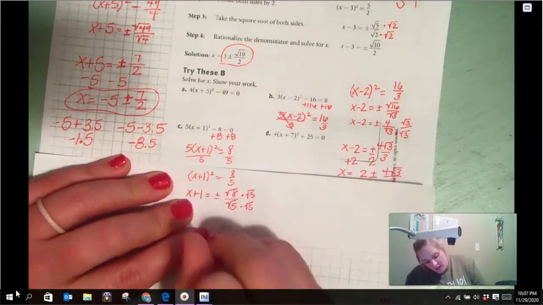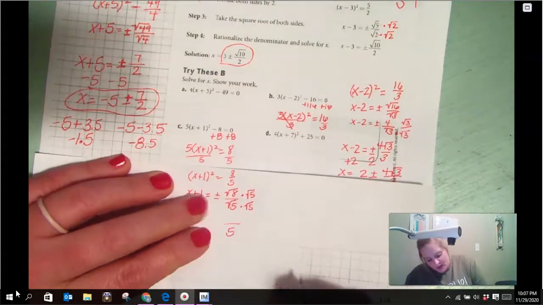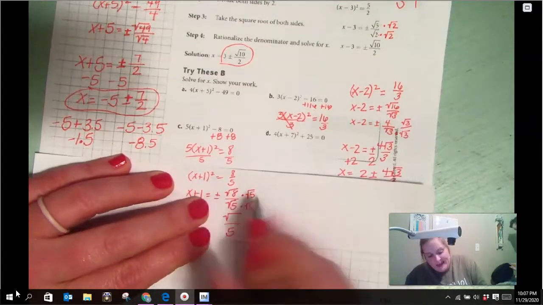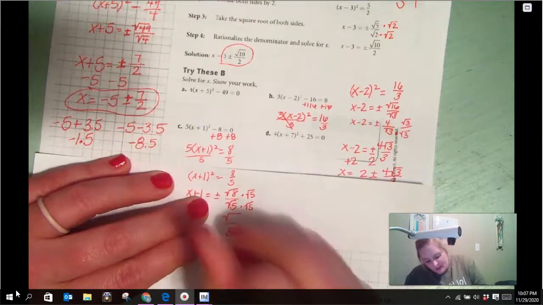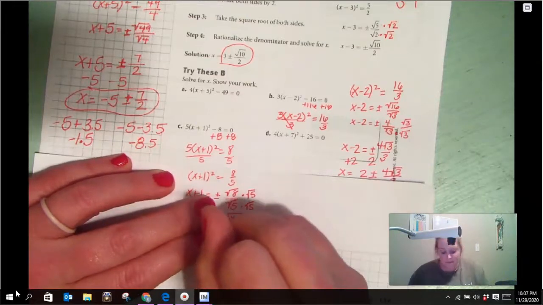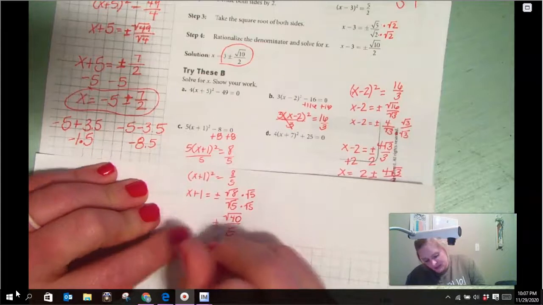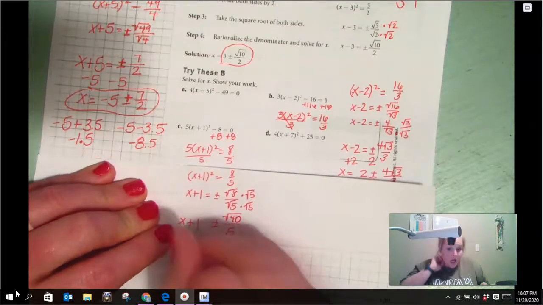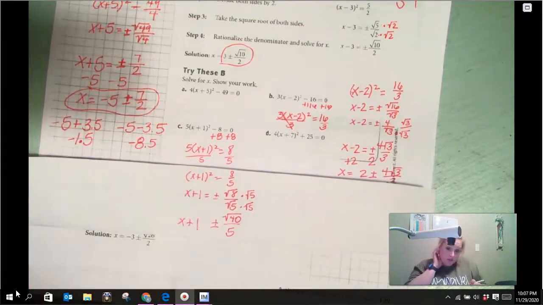That on the bottom gives me 5. And on the top, they're both on the inside. 8 and 5 are both on the inside, so that gives me 40. Okay, that's plus or minus x plus 1. Now, here's the issue with this one. 40 has a perfect square within it.